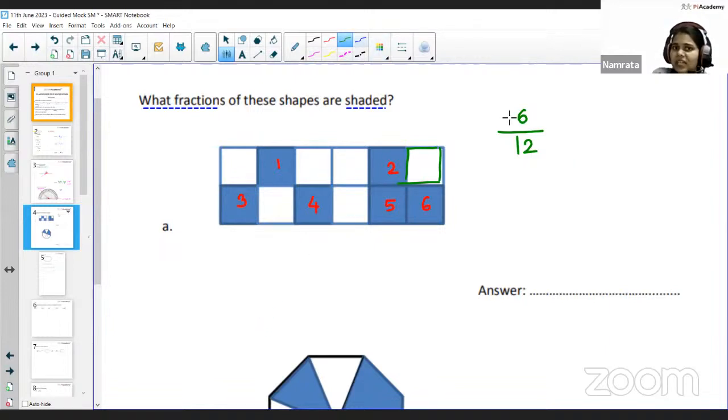Now we can reduce this because 6 and 12 both appear in the table of? Absolutely right, 6. So if we reduce this fraction, we'll be getting how much? 1 over 2. That is our answer.